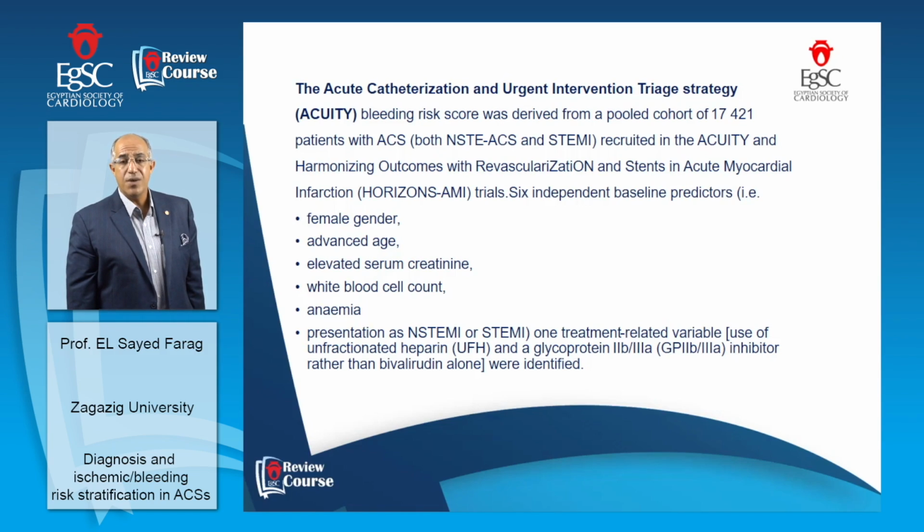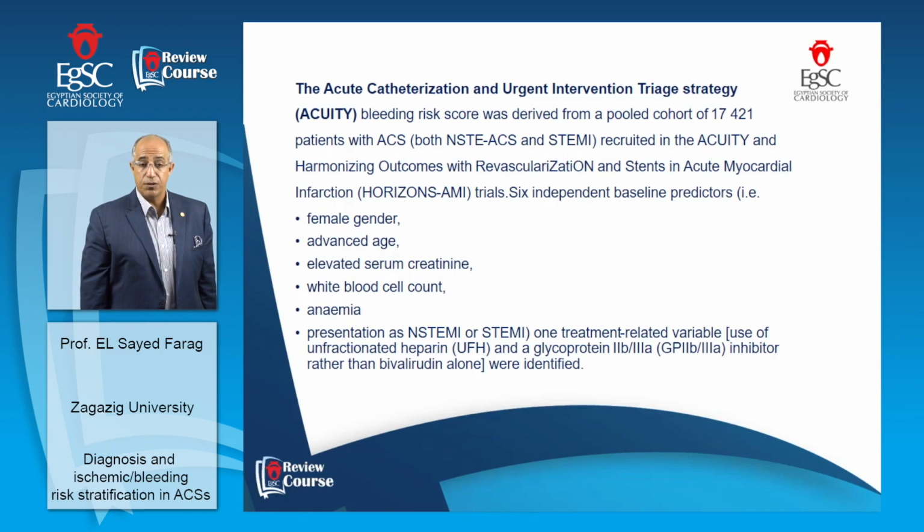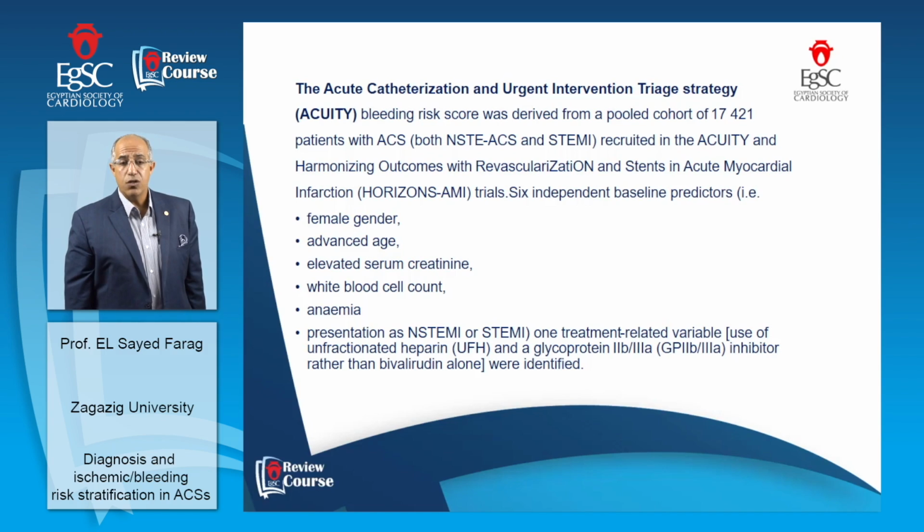We have 6 independent baseline predictors: the female gender, advanced age, elevated serum creatinine, the white blood cell count, and anemia. Those are very important predictors in the ACUITY trial for the bleeding risk assessment. By knowing those predictors, we can tailor our management, using unfractionated heparin and a glycoprotein IIb/IIIa inhibitor rather than bivalirudin alone if we recognize the ACUITY bleeding risk score.